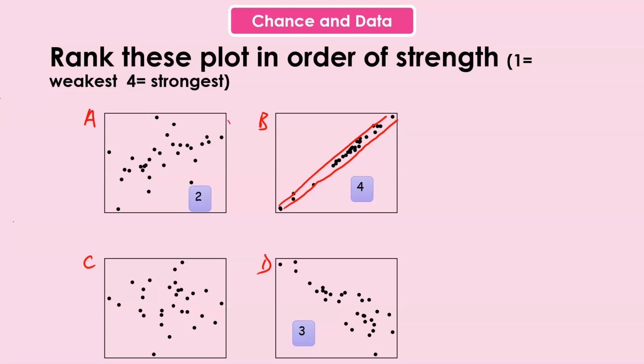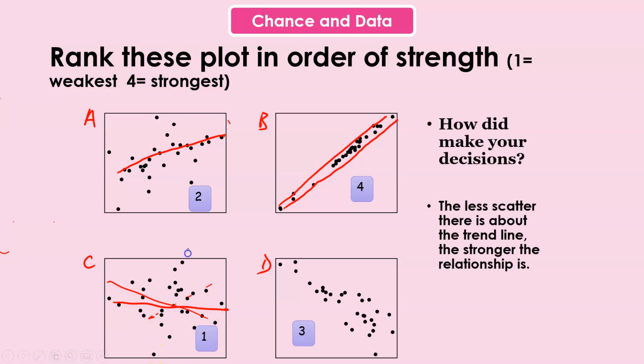But I went with 2 for A and 1 for C, and they're certainly both weak. But I would say that C is weaker because if I put a line of best fit in A, there kind of is a line there, whereas with C, I could put a line there, or there, or there, and it would look equally the same. So how did you make your decisions?